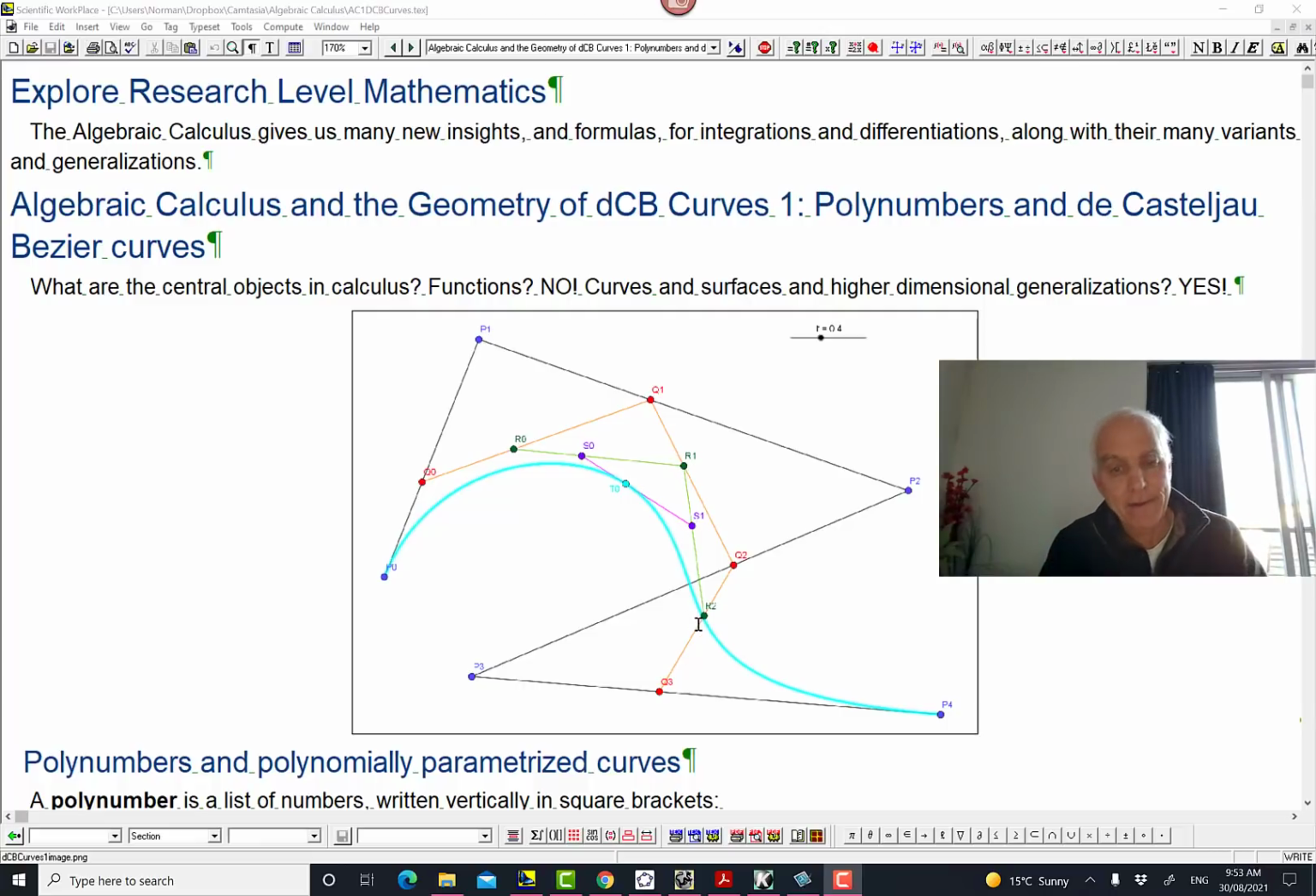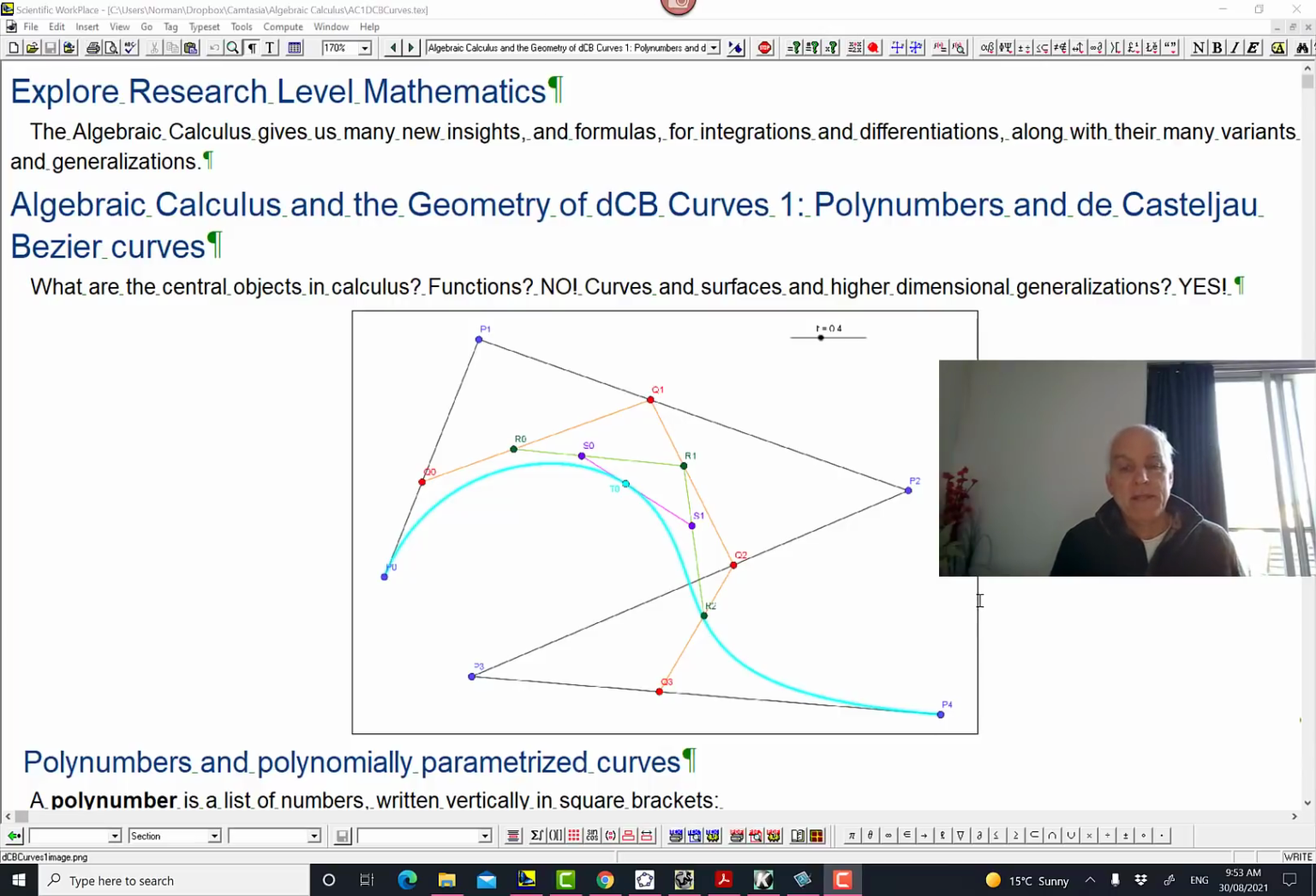And then finally, in this example here, the last point is this T0, which is 0.4 of the way between S0 and S1. Now, as this parameter T varies from 0 to 1, all of these points are going to move except for the fixed control points, P0 to P4. And the locus of this point T0, which is the most complicated of all these points, will be this curve here, which is then the de Castelnau-Bezier curve with control points P0, P1, P2, P3, P4.